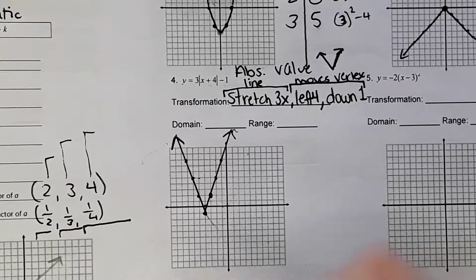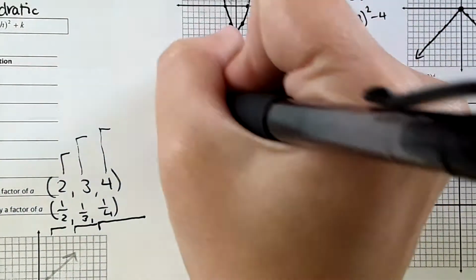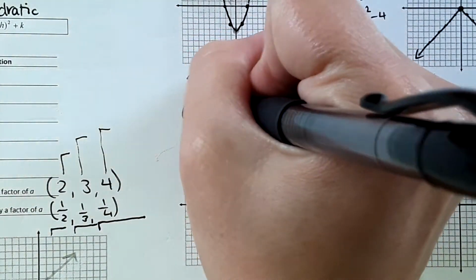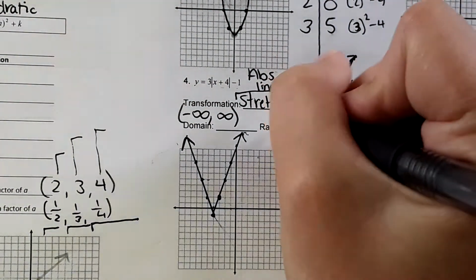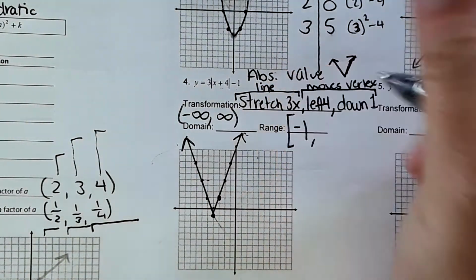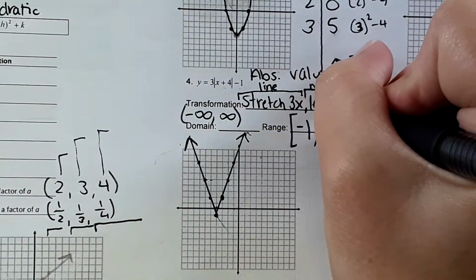And domain, it would continue going outwards in both directions. So domain is again negative infinity to infinity. And then range, the lowest y value is negative 1. So negative 1, and it continues going up to infinity.